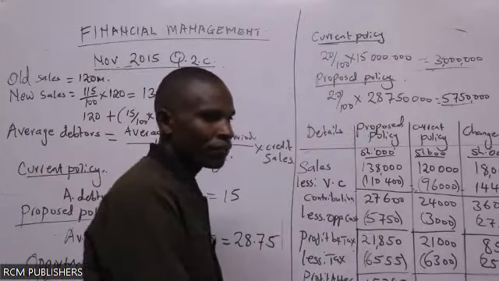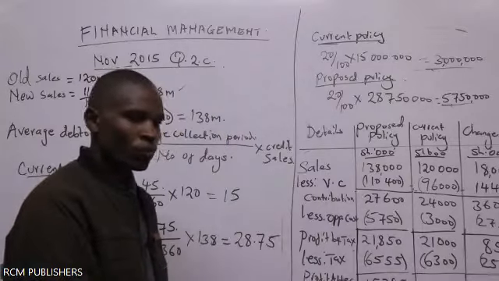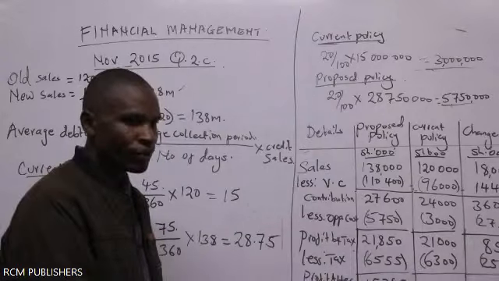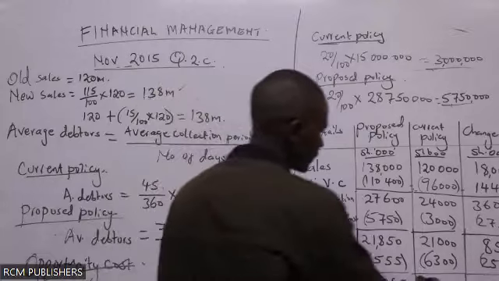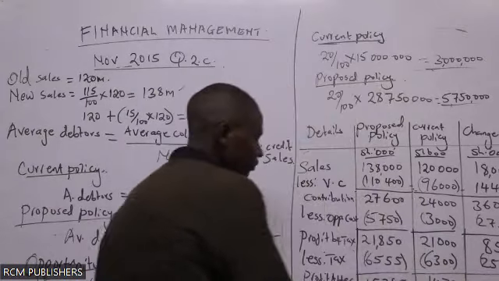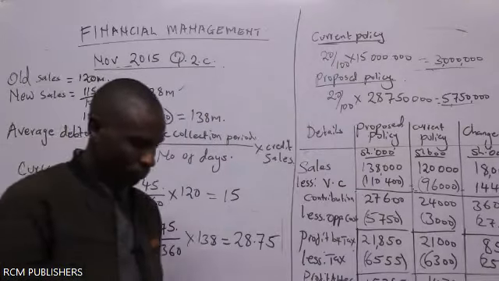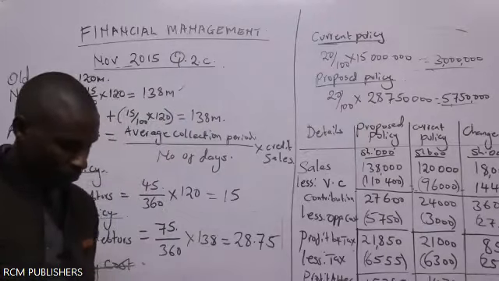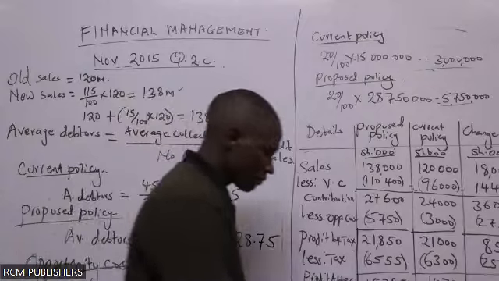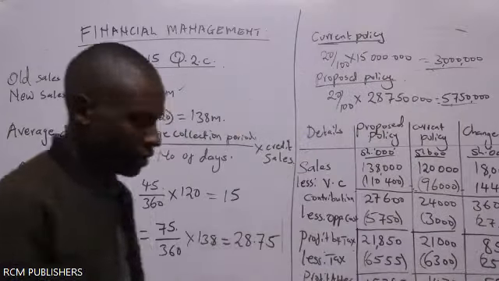Current policy. Yeah. Current policy. Union. 14,700. 14,700. Then we'll take the difference. The difference is 595. 595.